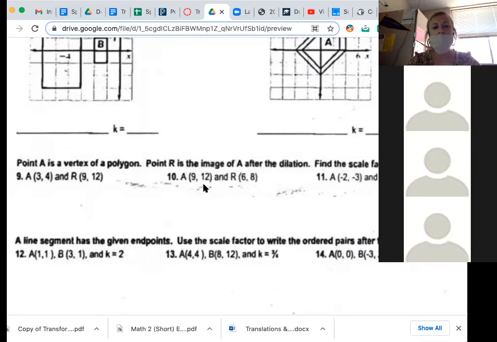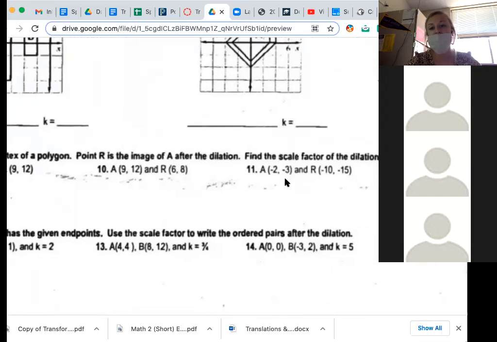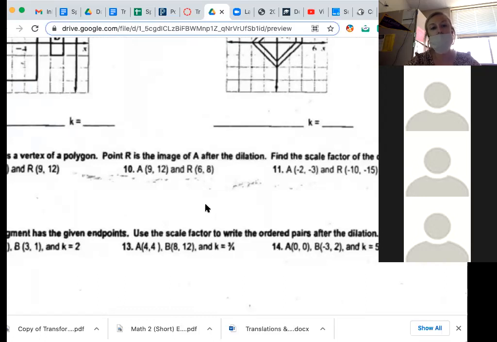Point A is a vertex. Point R is the image after the dilation. Find the scale factor. What's the formula I taught you to find a scale factor? Image over pre-image. Very good. Image over pre-image. So look at this.